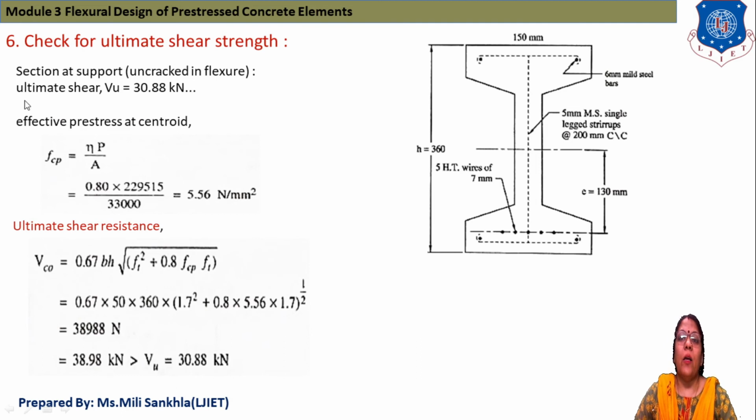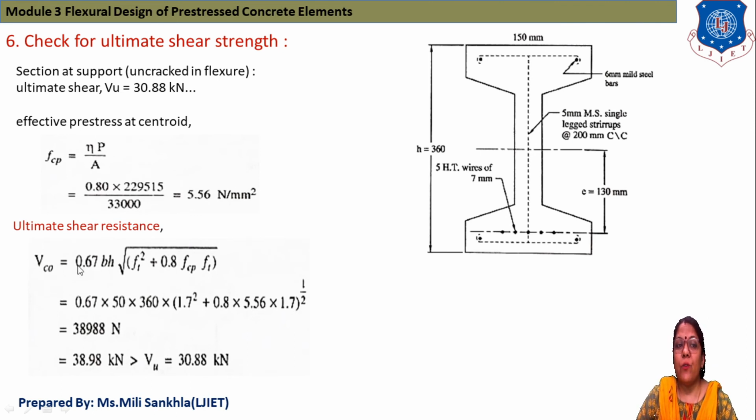Okay. Now next, check ultimate shear strength. Here first we checked flexure, now we check ultimate shear strength. Section at support is uncracked in flexure because ultimate shear is equal to 30.88 kilonewton. Effective pre-stress at centroid is FCP is equal to eta P by A. Eta is equal to 0.8 and P is equal to 2,29,515 divided by area of this I girder 33,000, and FCP we get 5.56 Newton per mm square. And here we check for the uncracked section.